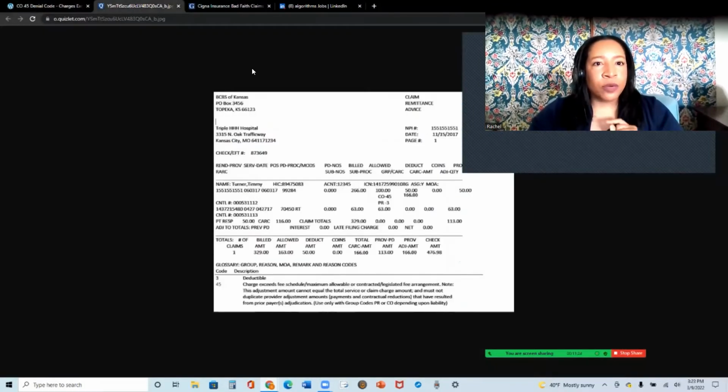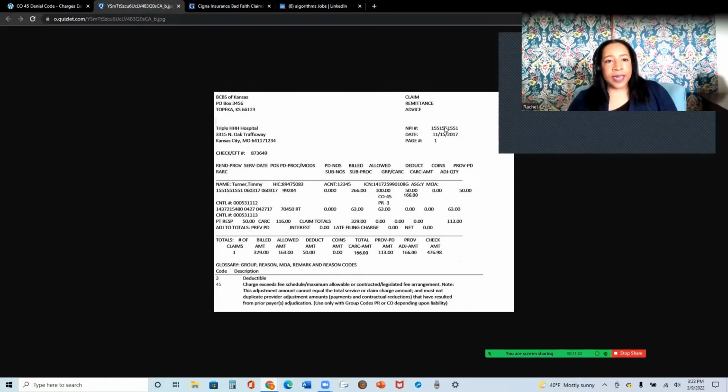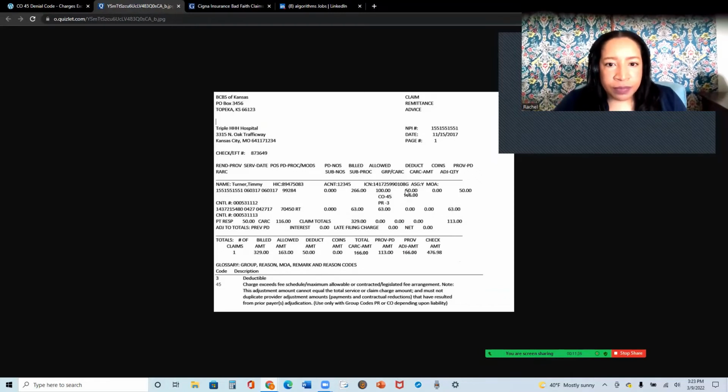And so here, let me show you an example of an EOB. I just looked this up online. This is an example. And as you can see, the patient isn't real. I don't even know if there's a patient name on it. It's just a Turner Timmy. Okay, so it's not a real patient. It's an example. I found it on Google.